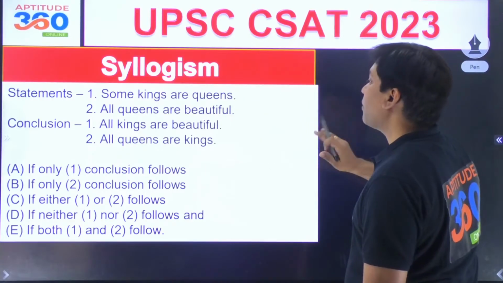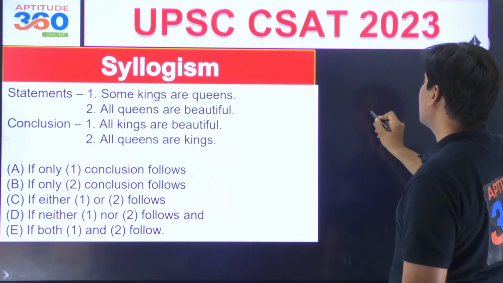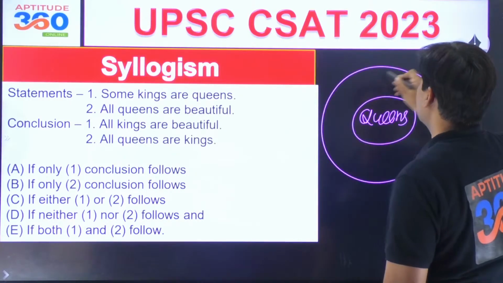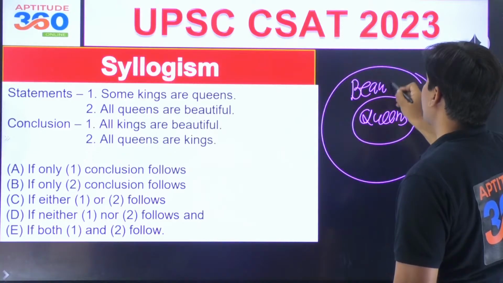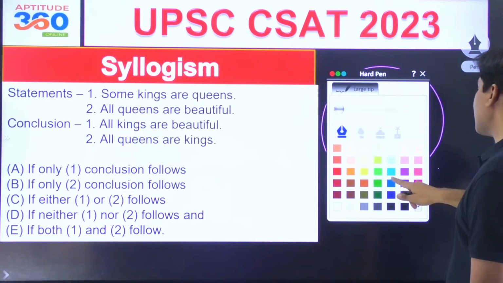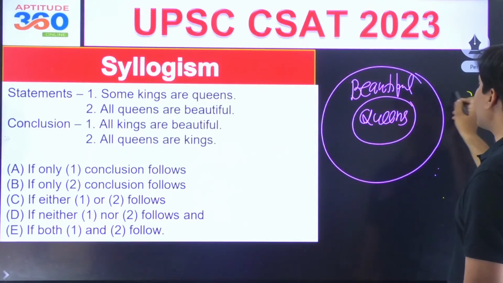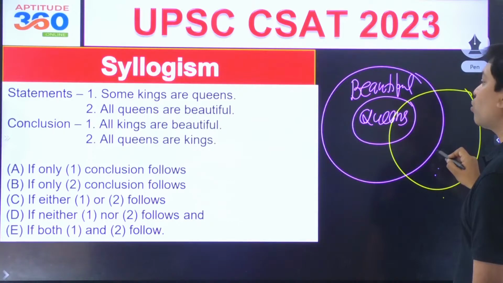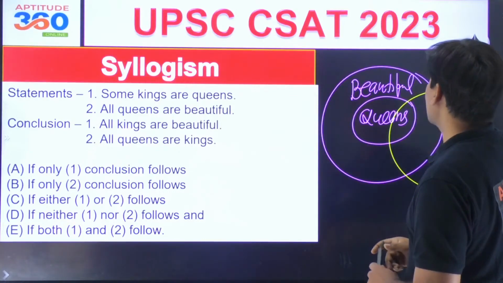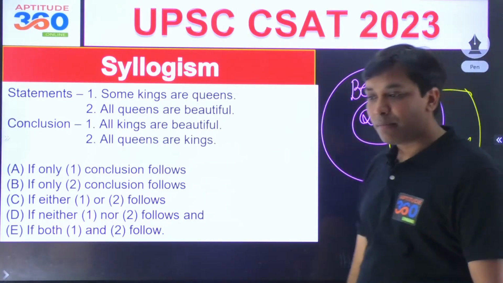So what is that I'm gonna do? I'm gonna make this case. All queens are beautiful. All the queens are beautiful. यही बोल रहा है ना वो. All the queens are beautiful and some kings are queens. Some kings are queens. तो कोई कंडीशन और बचेगा ही नहीं. You have to make one overlapping. The moment it says that some kings are queens, that is one diagram that I can make, right?